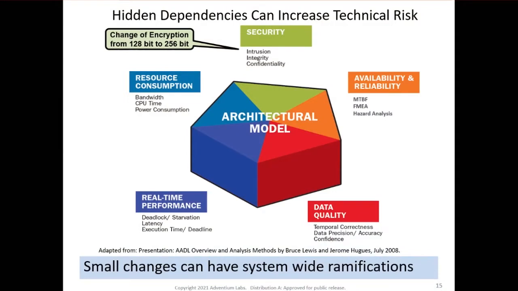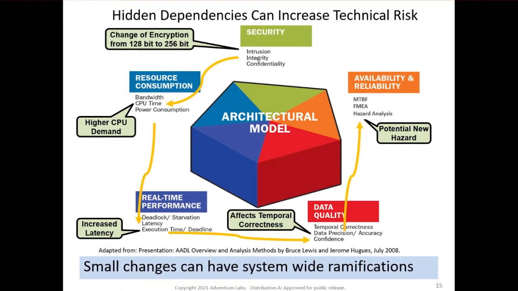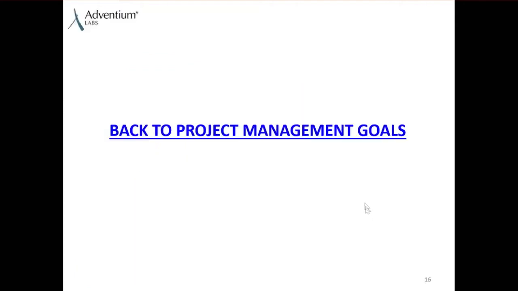that we've got these very complex systems and hidden dependencies, but meanwhile, we're trying to balance multiple kinds of requirements. We might be looking at security requirements, resource utilization requirements, real-time data quality, and we need to look at how small changes in the system can really have very broad effects. For example, if we change our encryption from 128 bits to 256 bits, that's going to result in higher CPU demand, which could cause increased latency on some of our signals, which might actually affect the temporal correctness of some of our data, which in turn could lead to a potential new hazard. All of these things are ramifications of this small change. Small changes have very wide, system-wide ramifications.